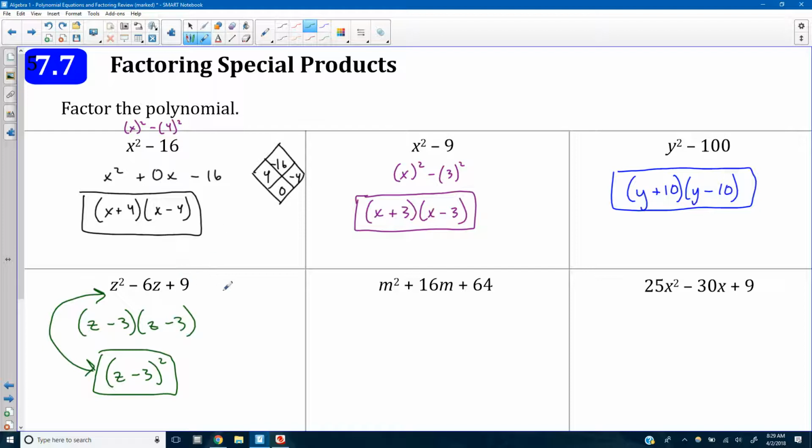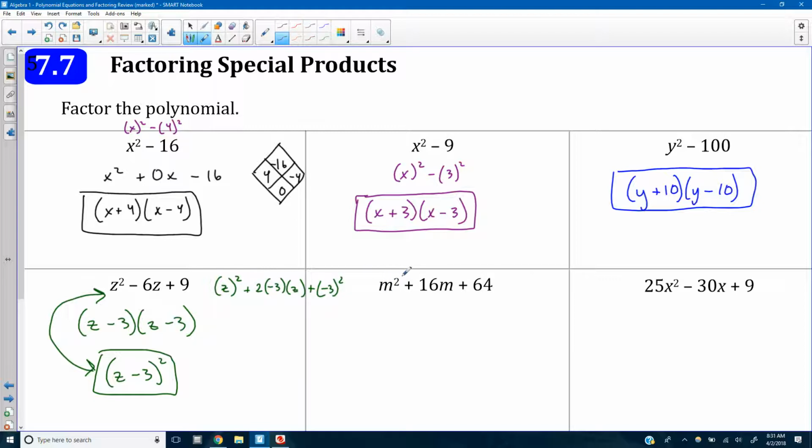And what did we say before? That this is the z squared. Let me try and rewrite that. This is the z squared. This is double the product of the negative 3 and the z. And this is the negative 3 squared.